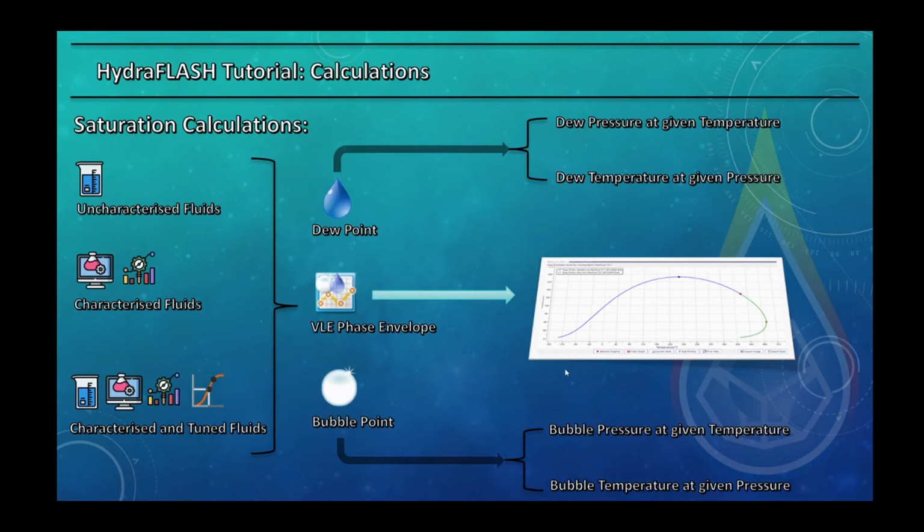VLE phase envelope only gives you the temperatures and pressures, so it only gives you the points, the pressure and temperatures of this graph. But bubble point and dew point also give you the phase compositions. For example, dew point predicts the composition of the first droplet of liquid, and the bubble point predicts the composition of the vapor in the first bubble that forms in the liquid, or other phase properties. So when you want to know the fluid phase properties at saturation, perform dew or bubble point calculations.